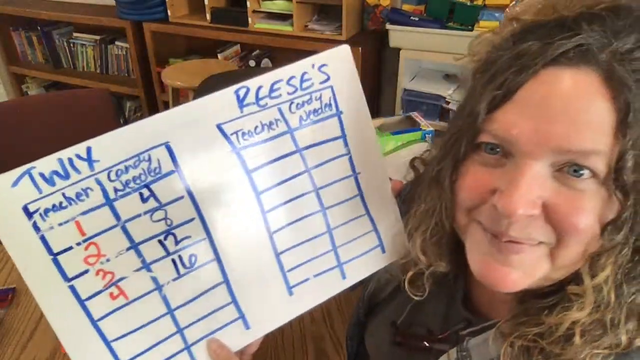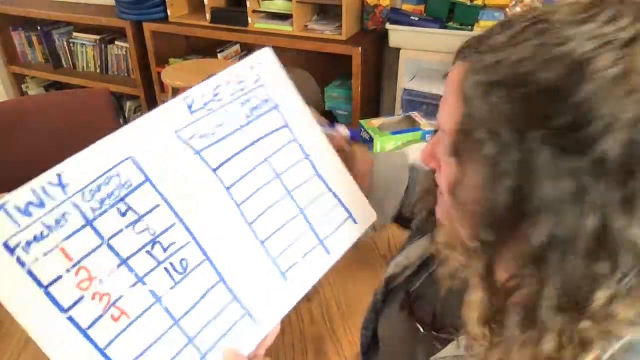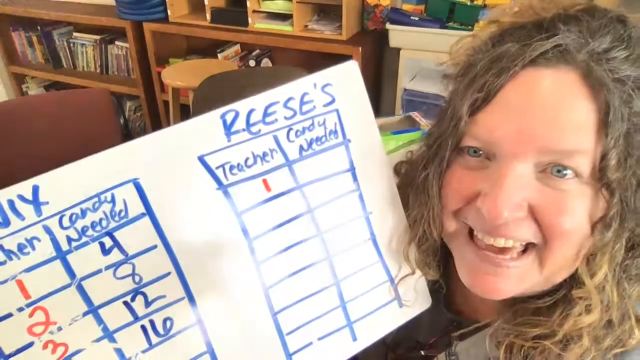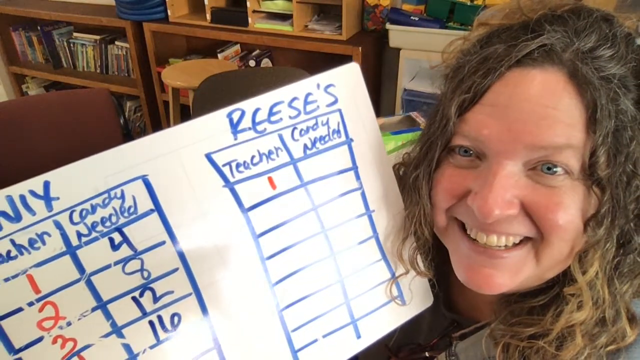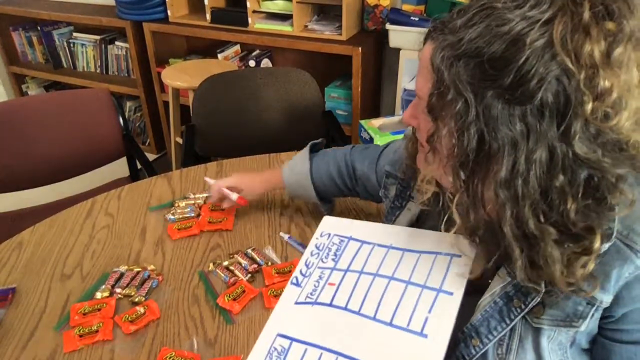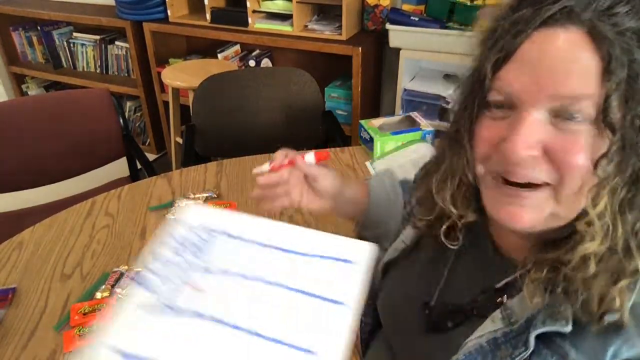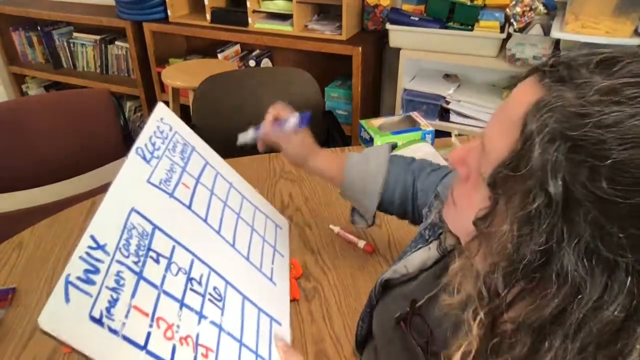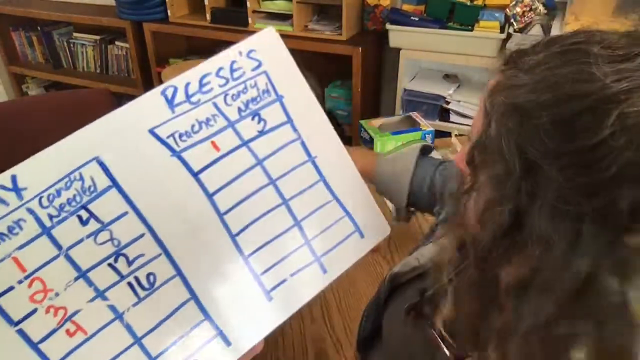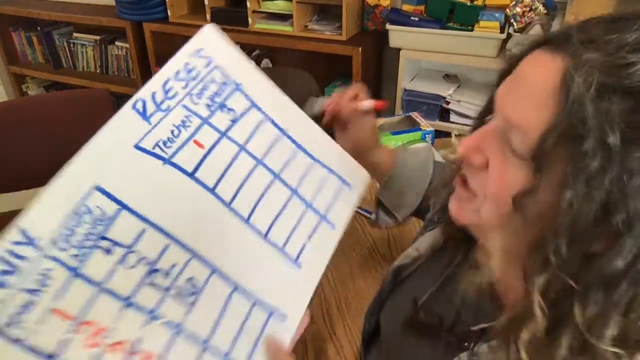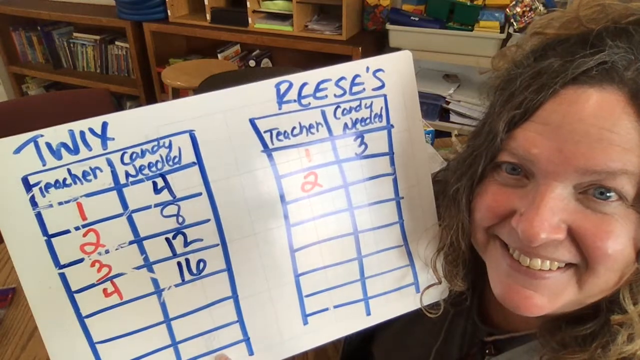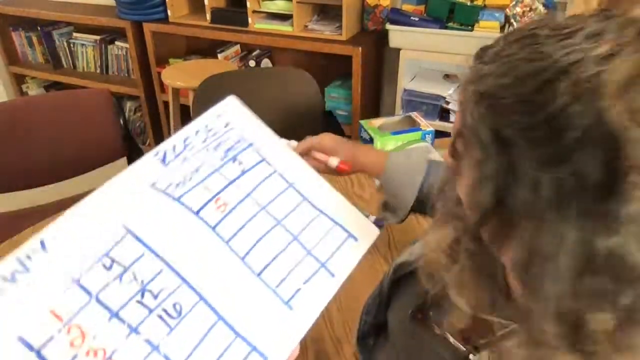Now, let's do the same thing for Reese's. What if there's 1 teacher that I'm going to thank? How many Reese's do I need? Well, hopefully you said, in this new example, 3. So I needed 3 Reese's. What if I'm giving a bag to 2 teachers? How many do I need? 6.